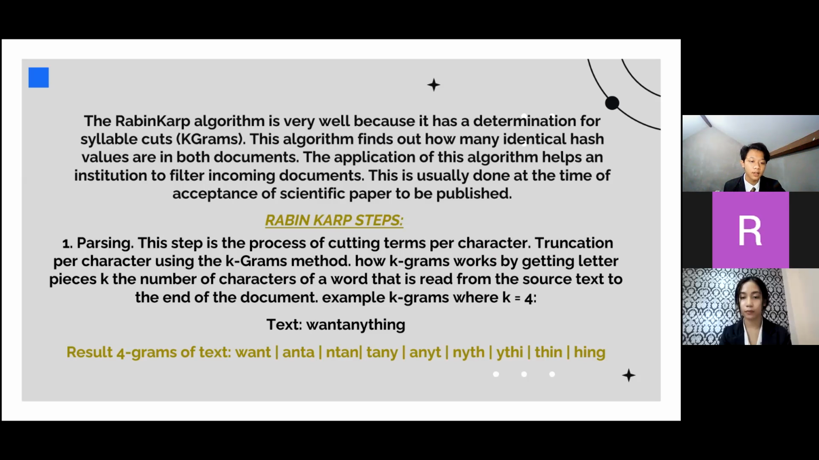Rabin-Karp steps. The first is parsing. This step is the process of cutting terms per character. Truncation per character using the K-gram method. The K-gram method works by getting letter pieces, K being the number of characters of a word that is read from the source text to the end of the document.